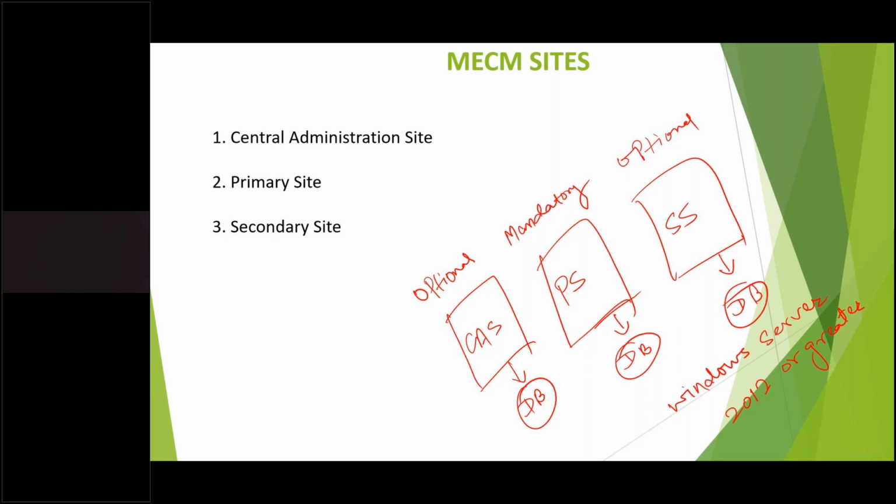Now, how many devices can you manage in one central administration site server? The maximum number of devices you can have is 825,000. One primary site can have a maximum of 175,000, and one secondary site can have a maximum of 15,000 devices. These are the three site servers in SCCM, and we have this limit, the maximum number of devices. In one central administration site hierarchy it is 825,000, in one primary site we can have a maximum of 175,000 devices, and in one secondary site you can have a maximum of 15,000 devices.